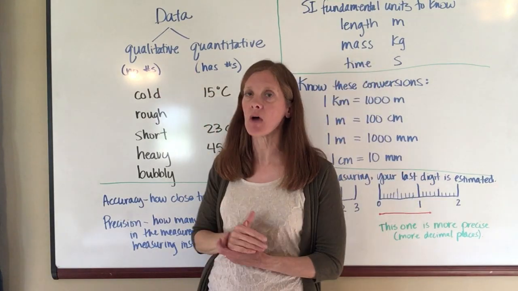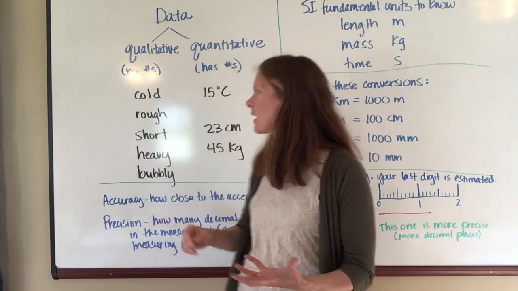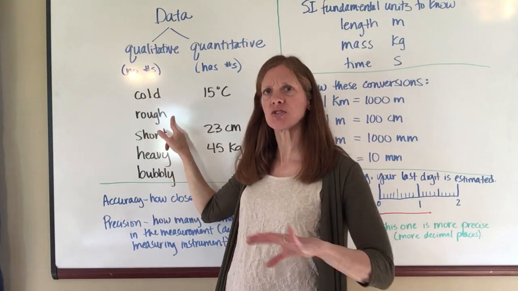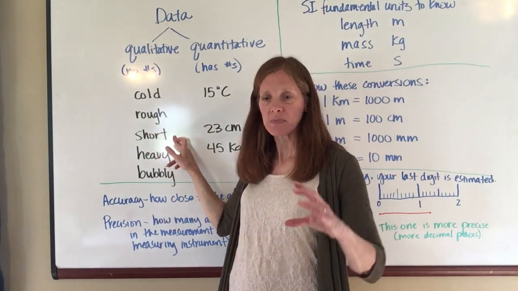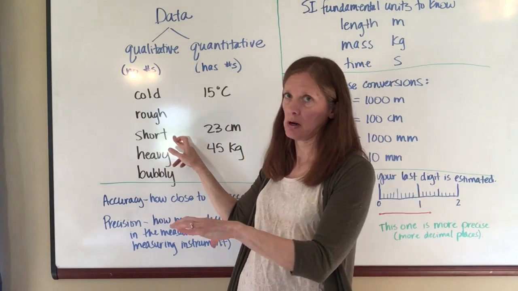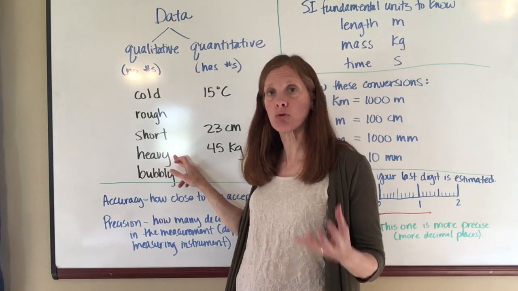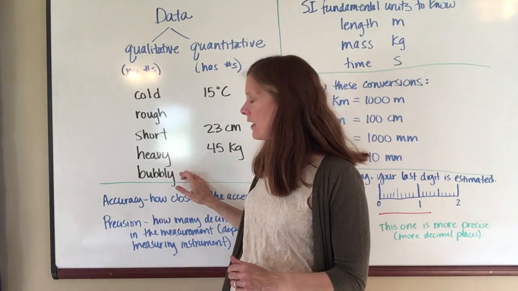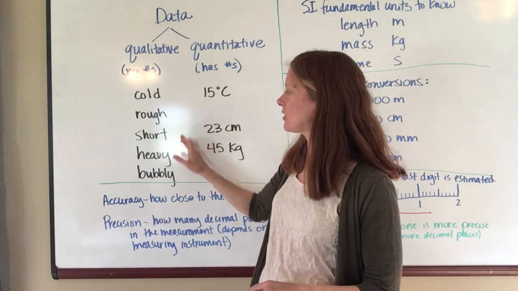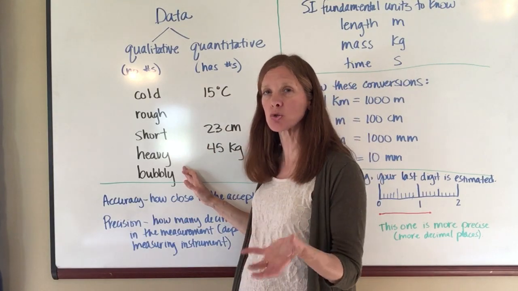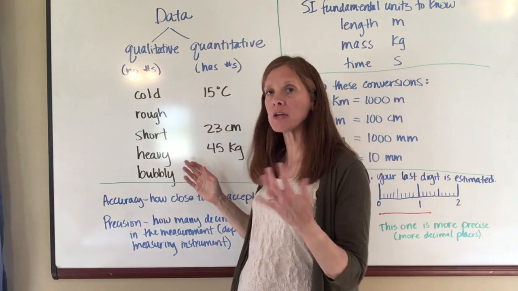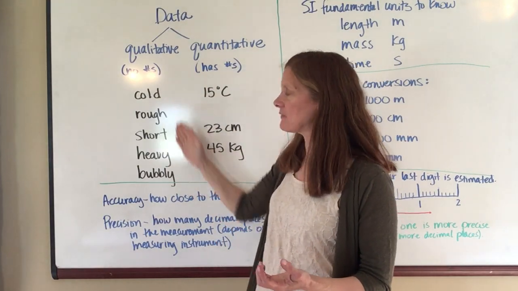So a qualitative observation or qualitative data might say, this solution is much colder than the other one. This fabric is very rough. This particular board is shorter than the other one. This bag of groceries is heavier than the other one. This pot has a lot more bubbles in it than the other one does. So you can see that I don't have any numbers at all, but I'm making some sort of observation, some sort of collecting some sort of data about the objects that I'm looking at, but I don't have anything really specific.